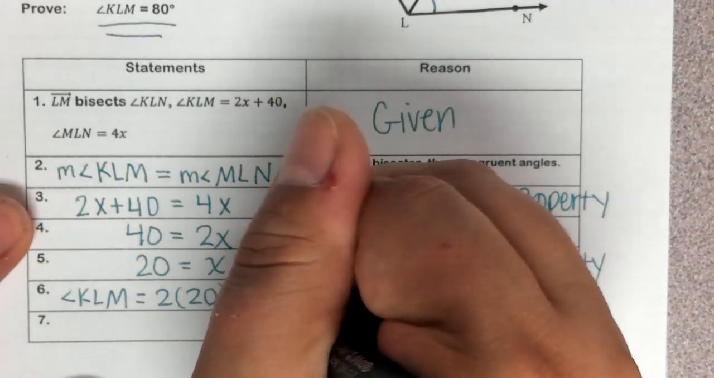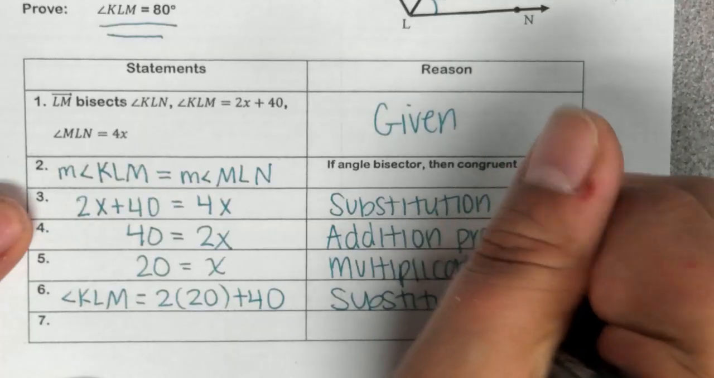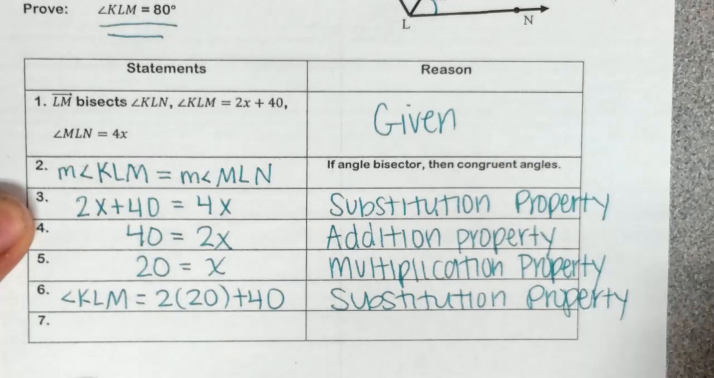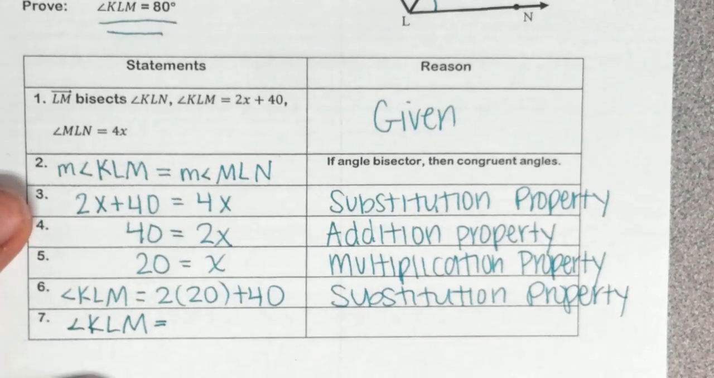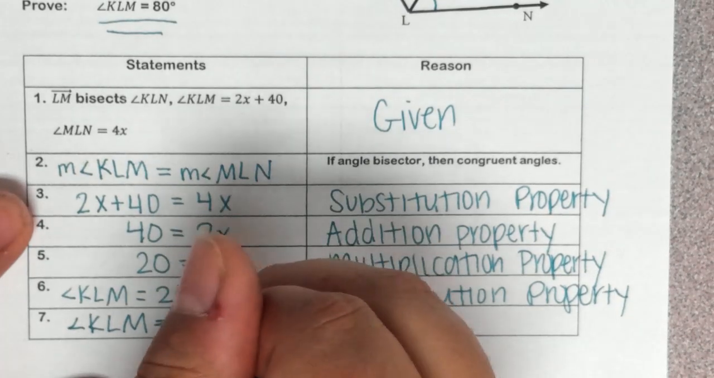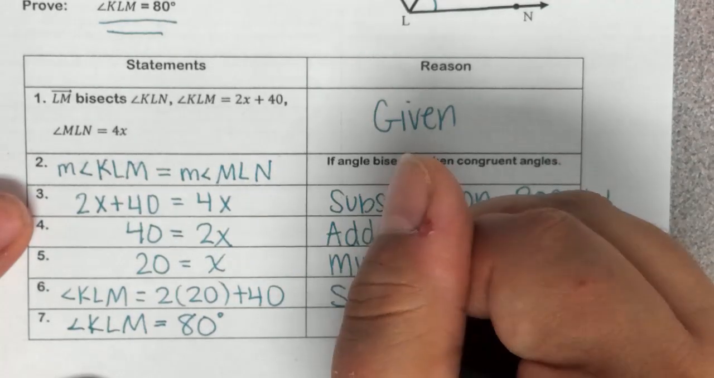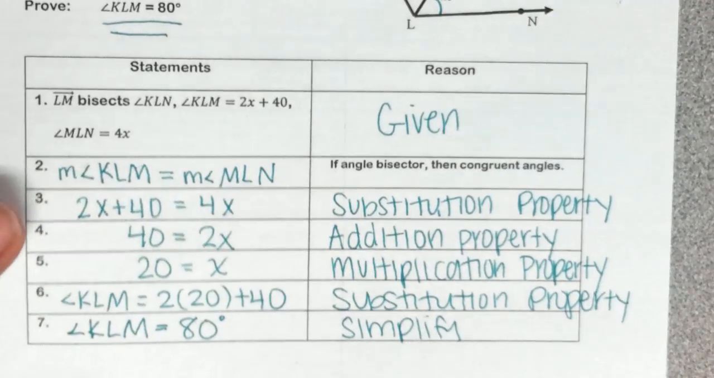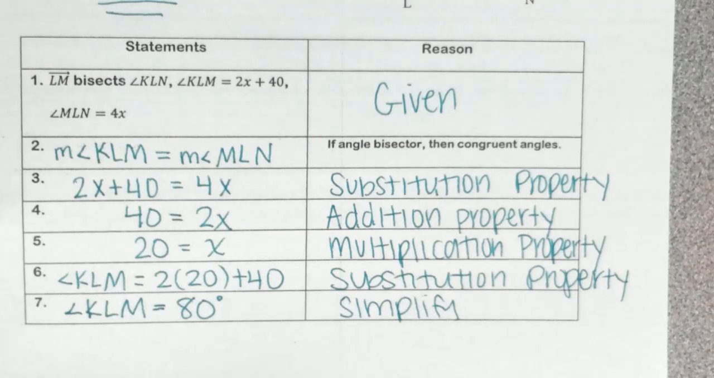And plugging in is actually called what? And what is 2 times 20 plus 40? And what did I just do? Simplify. That one's the hardest one. It's simplifying. Yes, because a lot of y'all want to write addition or multiplication. But remember, did we do it to both sides? No, we're just simplifying.